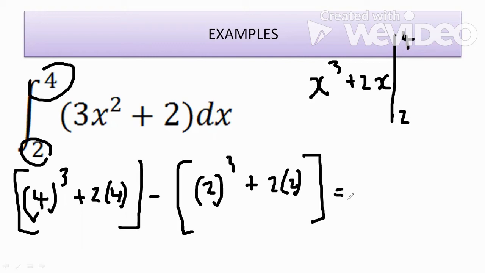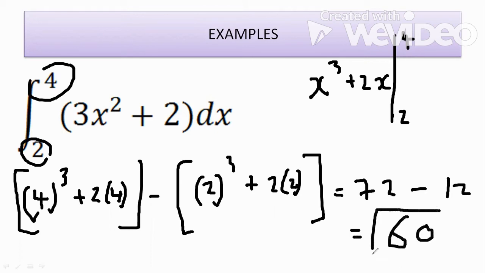I'm just taking out my calculator here. 4 to the third power is 64, and 64 plus 8 is 72. Now subtract. 2 to the third power is 8, and 8 plus 4 is 12. And 12 from 72 is 60. So our answer there is 60. So when we have definite integrals, we get a numeric answer.